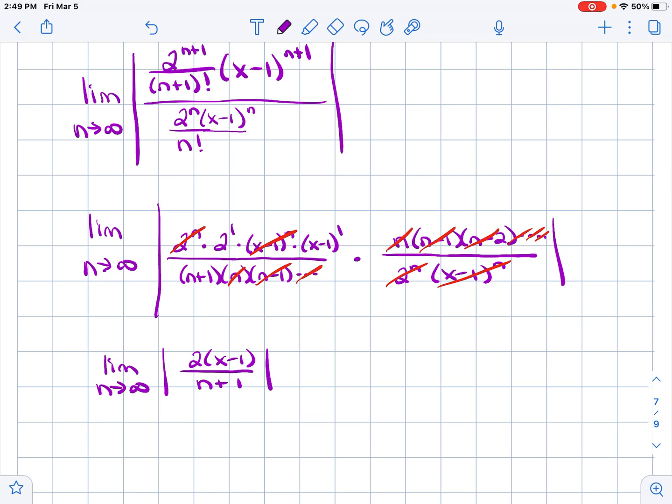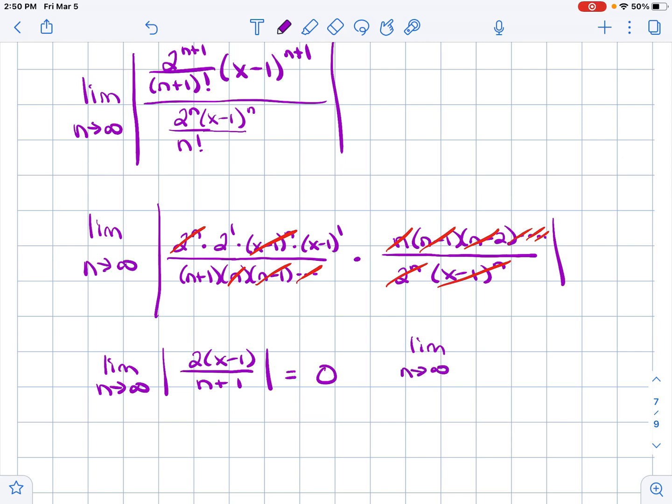And remember, x is just some x value that we're going to plug in, like 1.5 or 1.347. N is approaching infinity. So as n approaches infinity, that means this denominator grows very, very quickly, and the numerator is very slow. So that means this limit, this thing, approaches 0.